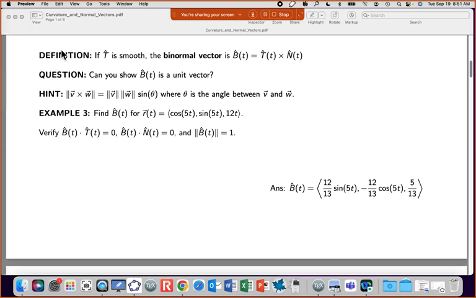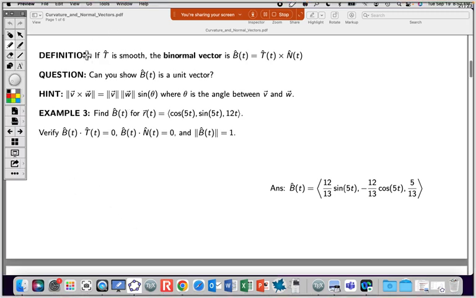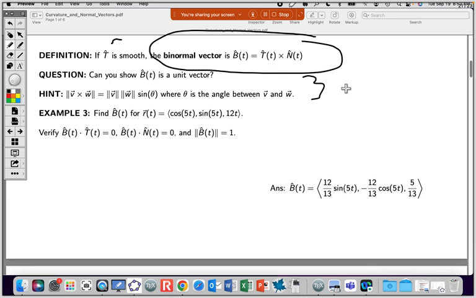Okay, so if t hat is smooth, that means that you get a normal vector. So we can create now what's called the binormal vector. So bi means 2. Notice it's in terms of the cross product. Now this was on your last take home, right? And was this on take home 2, I think?